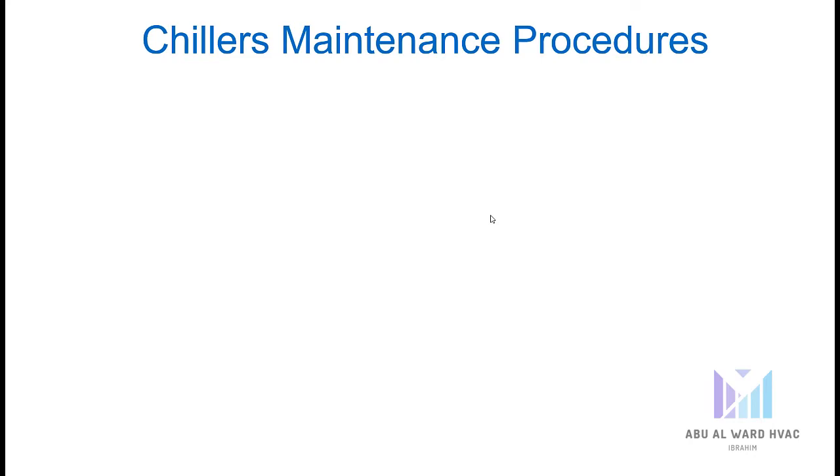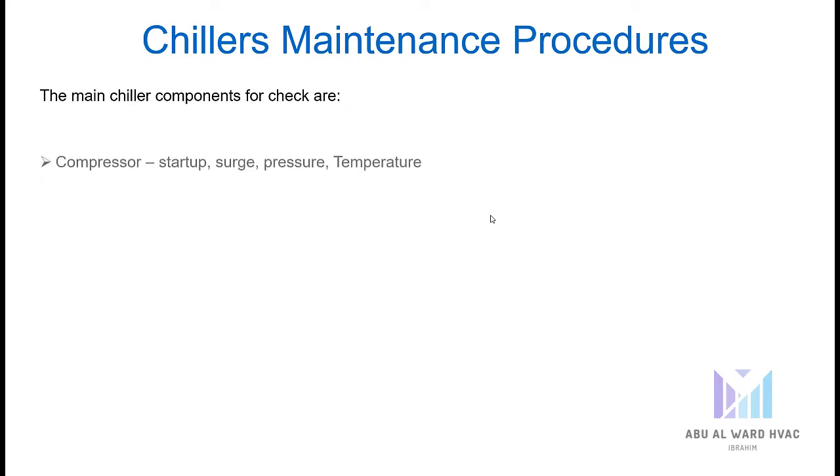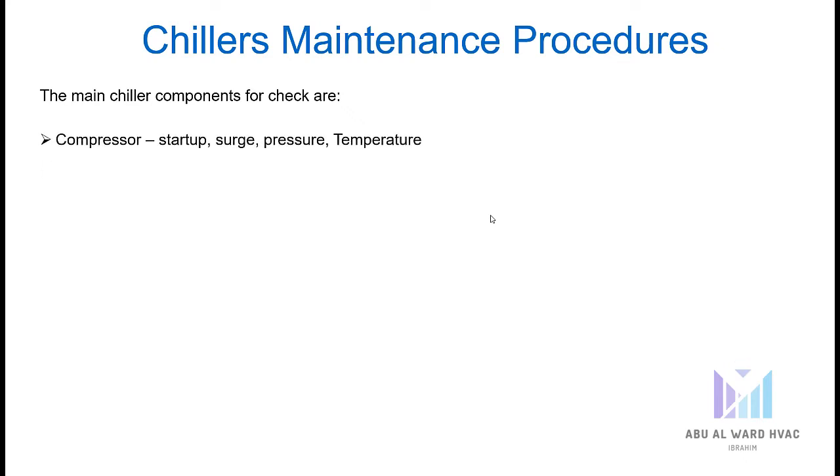Let's have an idea about chiller maintenance procedures. The main chiller components to check are, first, the compressor. We need to have a look at the startup of the chiller and see if it has some requirement for maintenance. Some centrifugal chillers also suffer from surge. We need to check the pressure as well as the temperature of the compressor.